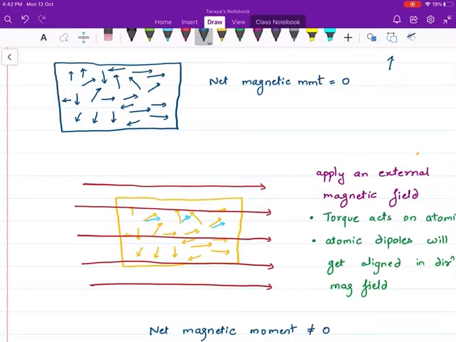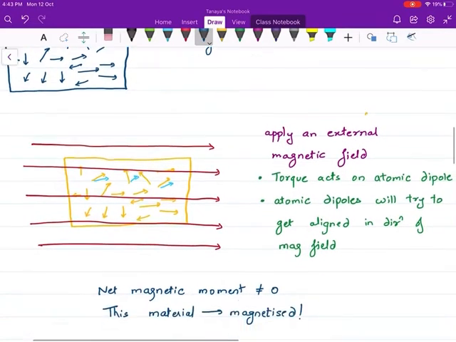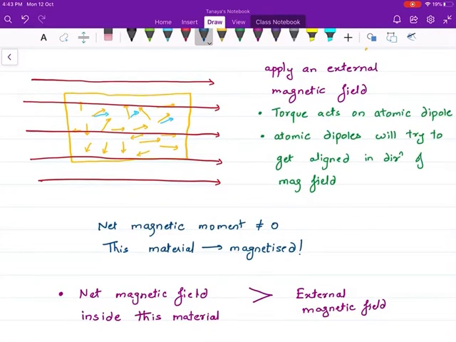Now, if I place this particular block in a magnetic field, I apply an external magnetic field on this particular block, then what is going to happen to the magnetic moment or to these dipoles? You will see that these magnetic dipoles or the atomic dipoles will try to get aligned along the magnetic field. Earlier they were randomly oriented. Now when there is a magnetic field, they will experience a force. This force is called what? It is called torque.